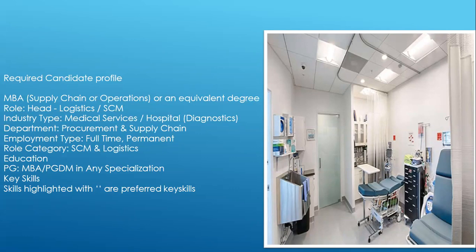So what is the required profile for the job post? The person needs to have an MBA in supply chain operations or an equivalent degree. This is the requirement. The role is head of logistics and supply chain management. Industry type is medical services, hospital, and diagnostics. Department is procurement and supply chain. Employment type is full time and permanent. Role category is supply chain and logistics. Education is MBA, PGDM, any specialization. The skills required for this job are highlighted as preferred skills.